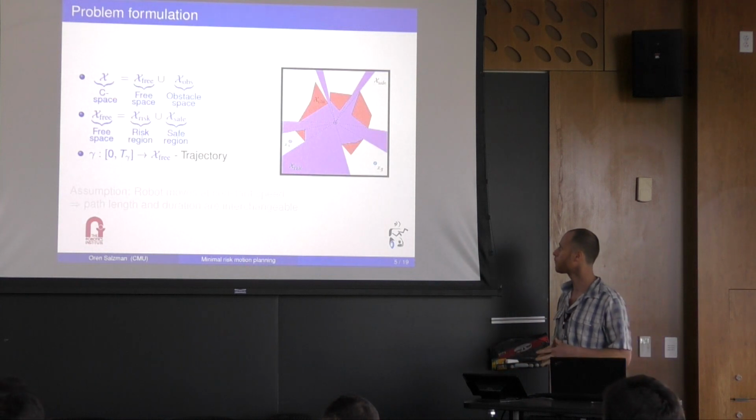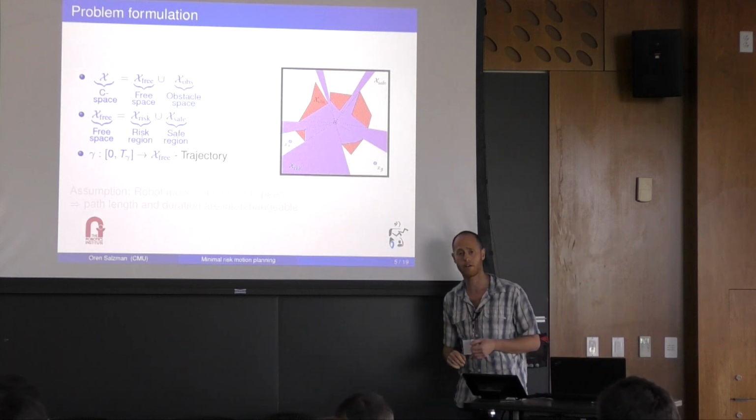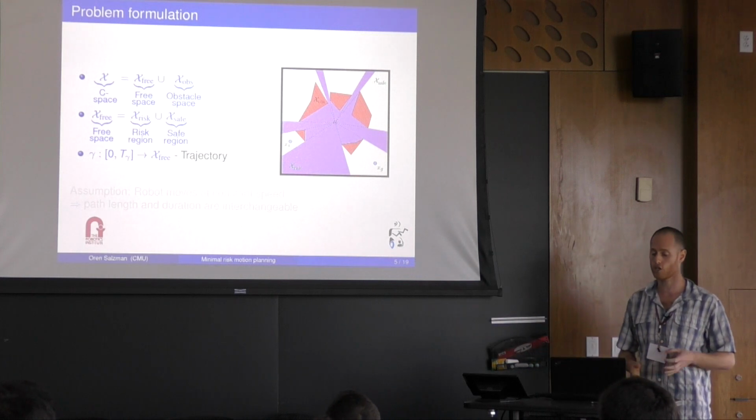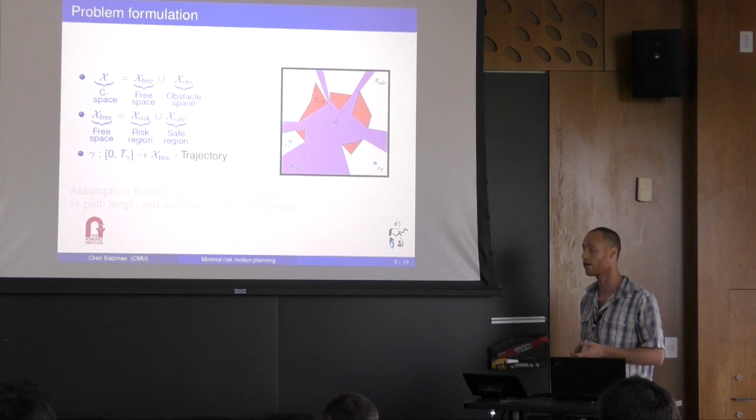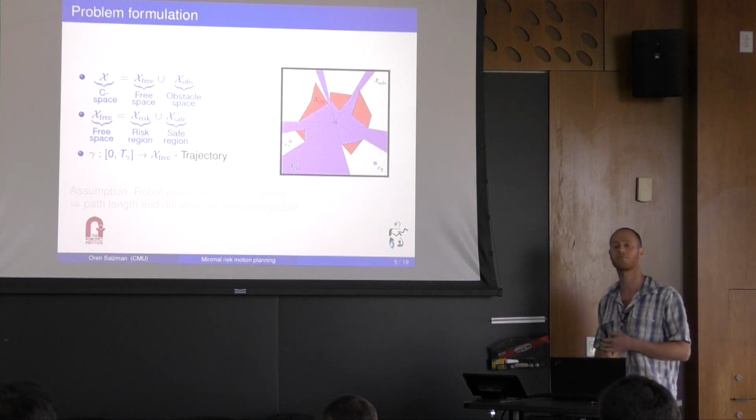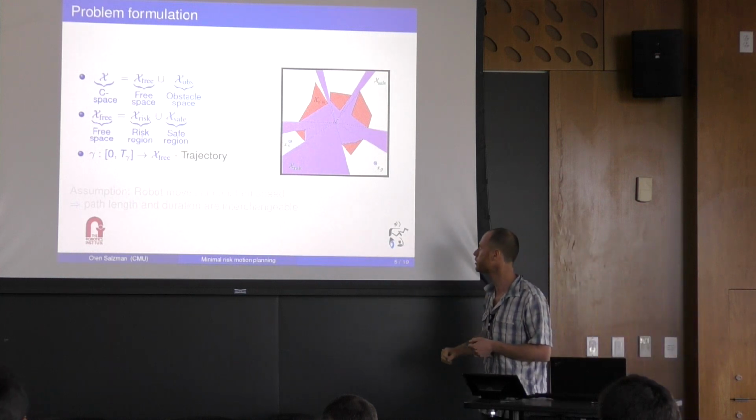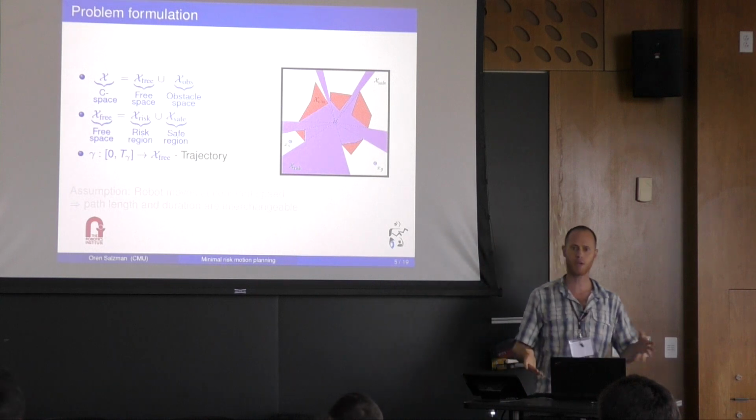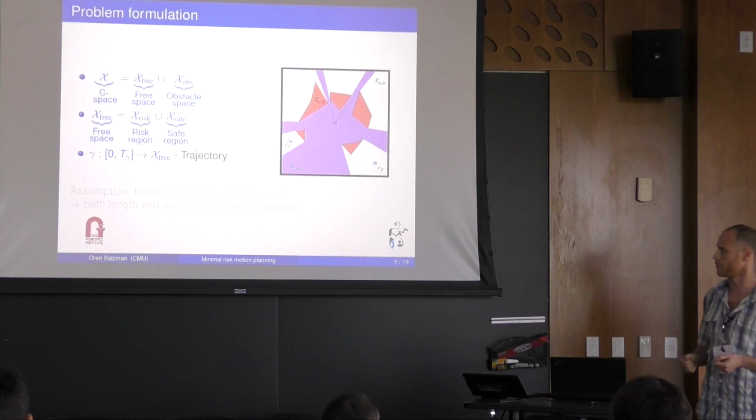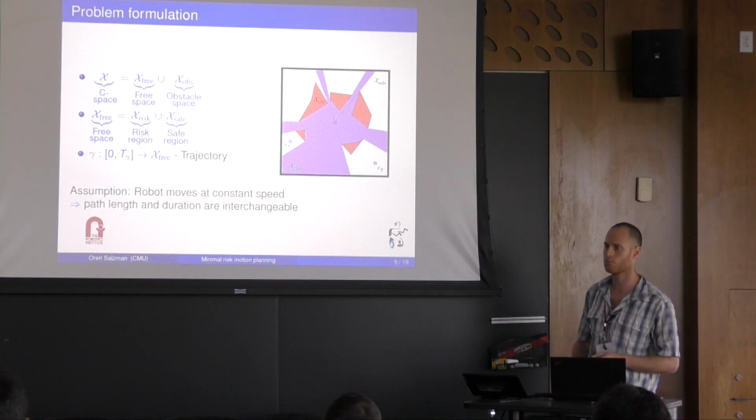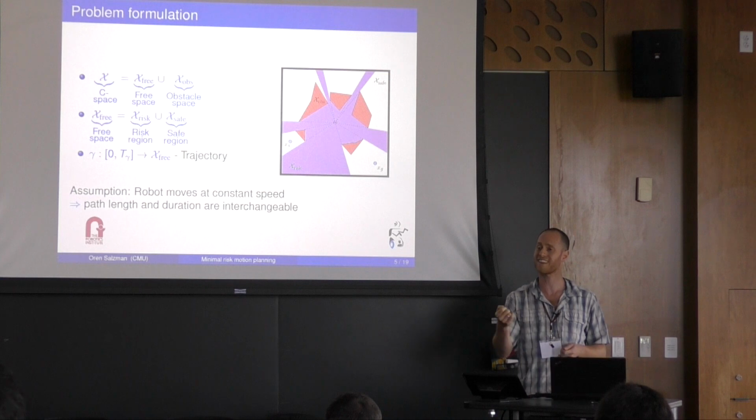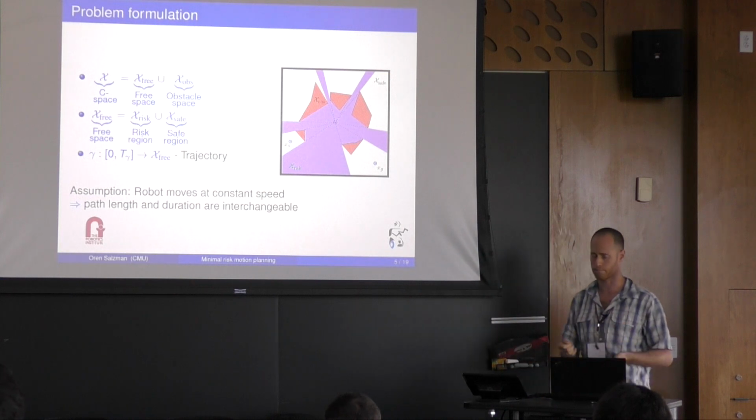Now, to define the problem, I'm going to take this toy example where we have a threat in the middle. We have our configuration space, which is subdivided into the free space, here depicted in white and purple, and the obstacle space, here depicted in red. The free space is further subdivided into the risk region, the purple region here, and the safe region, the white region. And we have trajectories, which are mappings between time and the free space. In this talk, I'm going to assume that the robot moves at constant speed. This is only for the sake of the talk, so we can talk about path length and duration interchangeably.